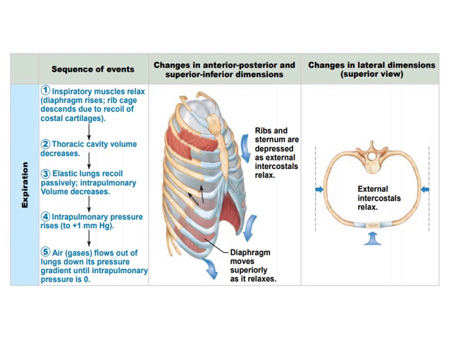The air will flow out of the lung down its concentration gradient until the intrapulmonary pressure is 0, which is atmospheric pressure.